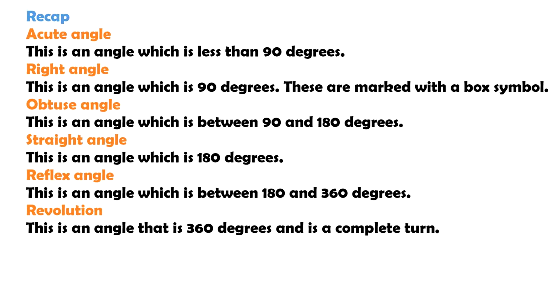Then we have a straight angle, which is exactly 180 degrees, and it makes that semicircle shape. A reflex angle is between 180 and 360, so it starts to go almost all the way around. And then we have the final one, which is a revolution, which is exactly 360 degrees. It makes that complete turn, and the line makes a circle.